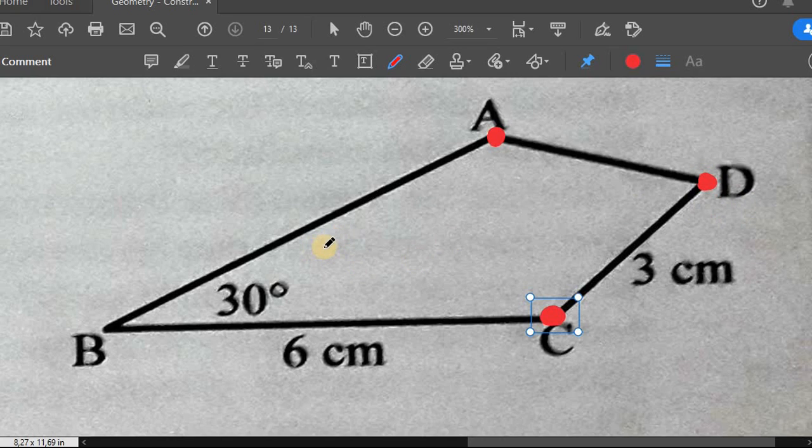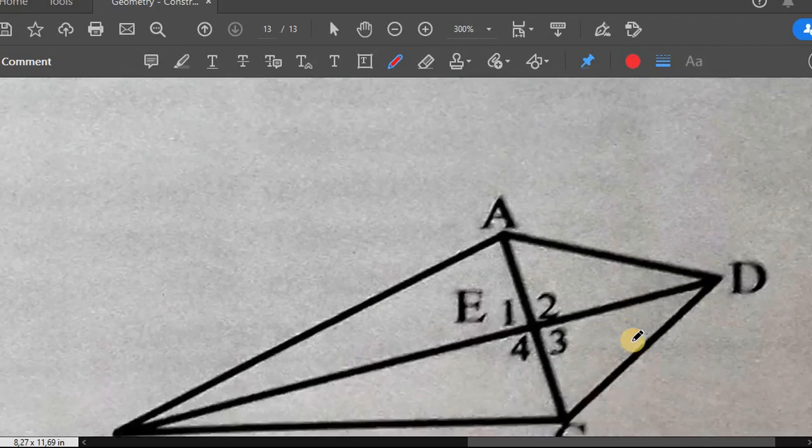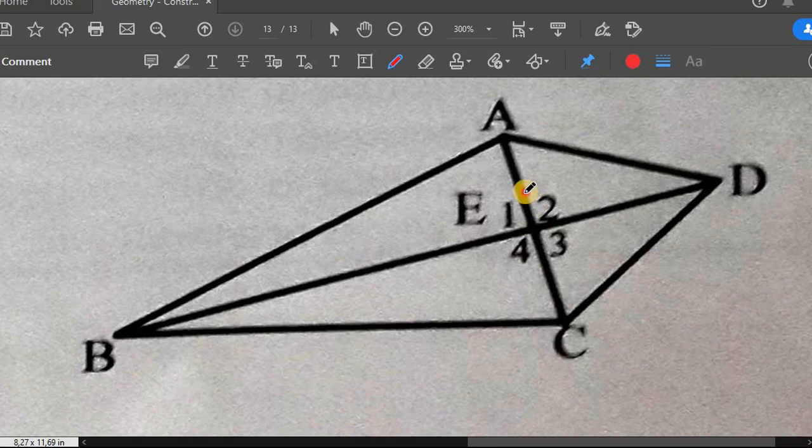Let's see what they want us to see. They want us to see that this side is equal to this side. They want us to also see that this side is equal to this side, right? Then they ask you to draw some diagonals. All of these are diagonals, and all of those are right angles.